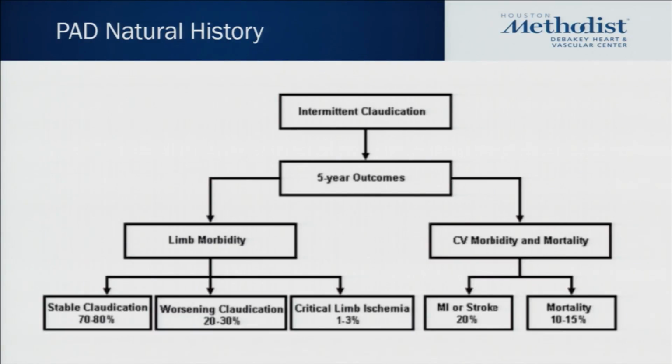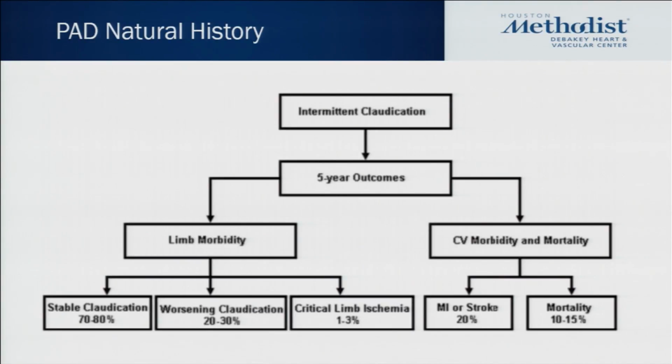What is the natural history of peripheral arterial disease? When they looked at outcomes after 5 years, it divided into two categories. One, does this intermittent claudication, pain in the calf or thigh, progress? They found that actually 70 to 80% of patients have stable claudication and do not get worse. Only 20 to 30% do, and 1 to 3% get rest pain or ulcers with this claudication.